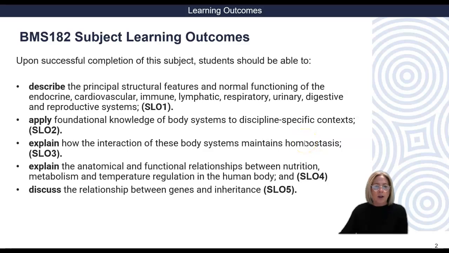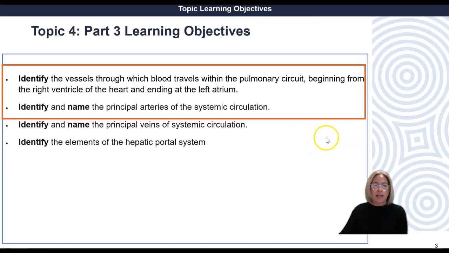So in terms then of learning objectives for this part, it's to be able to identify the vessels through which blood travels within the pulmonary circuit, beginning from the right ventricle of the heart and ending at the left atrium, and then be able to identify and name the principal arteries of the systemic circulation.